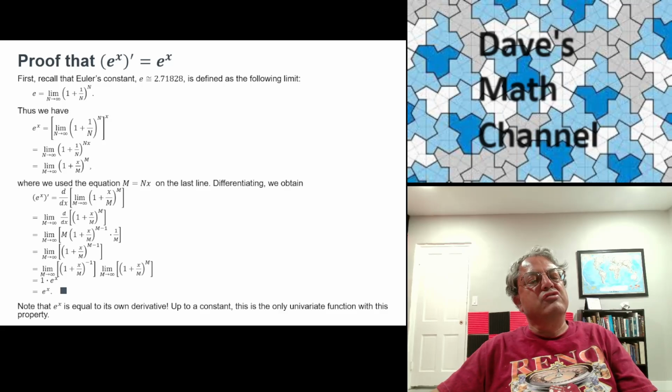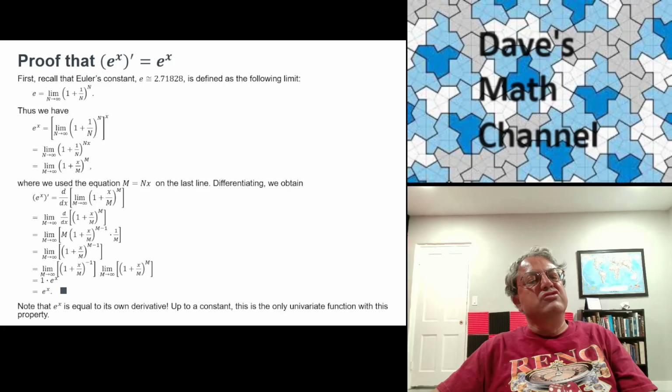And we can change variables. We can call m equal to nx, and then that means that n is equal to m over x, so 1 over n is equal to x over m. So the bottom formula is just the limit as m approaches infinity of 1 plus x over m, to the m.